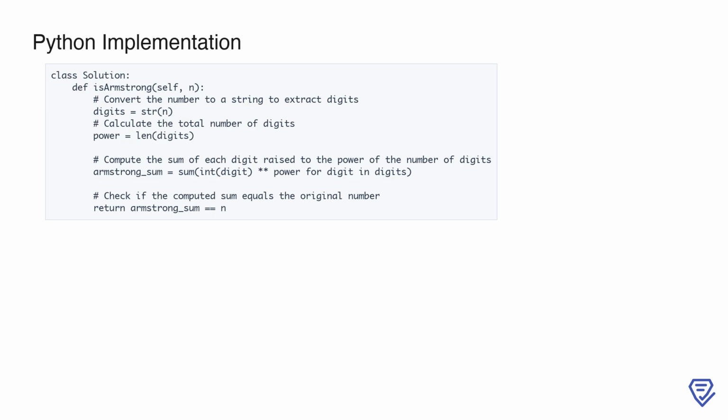Finally, the computed sum Armstrong_sum is compared to the original number n. If they are equal, the function returns true, indicating that the number is an Armstrong number. Otherwise, it returns false. This function handles edge cases implicitly, such as single-digit numbers. A single-digit number is always an Armstrong number because any number raised to the power of 1 is itself. The implementation is efficient and concise, leveraging Python's powerful string manipulation and mathematical operations to solve the problem directly.